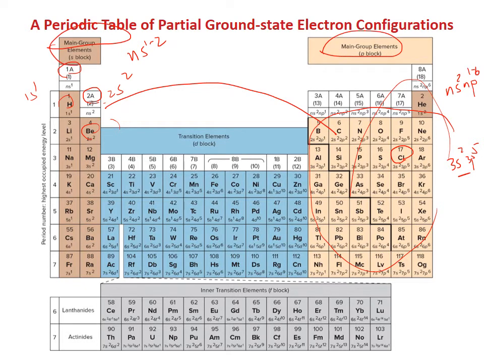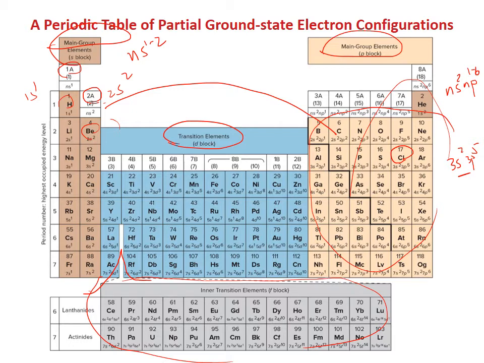Okay, here is called the transition elements with d block. These elements contain d orbitals, d electrons, and between here, okay, are elements called inner transition elements or f block, and these elements contain f electrons. Now it is important to notice that elements in the same group have similar outer-electron configuration.